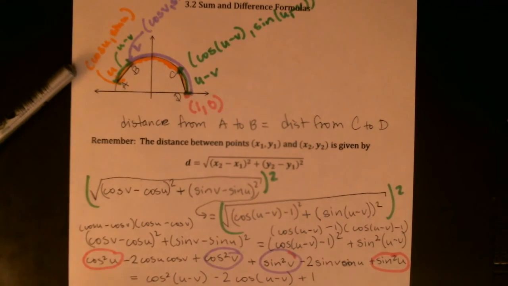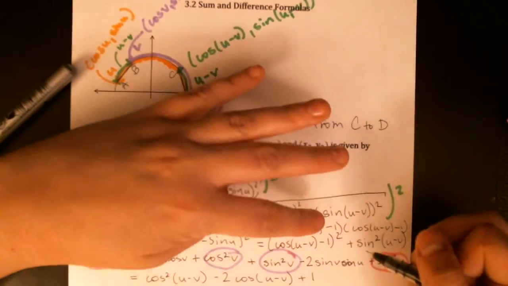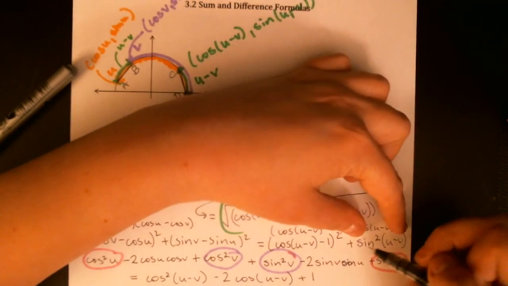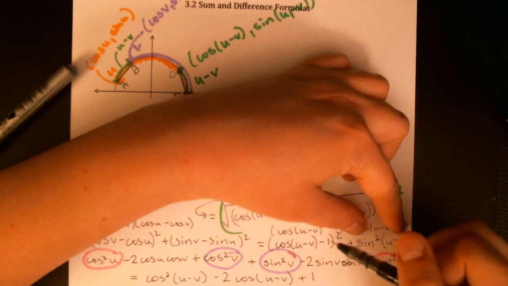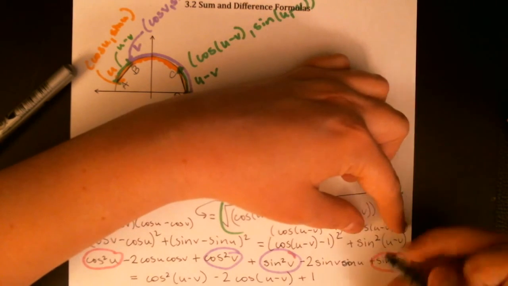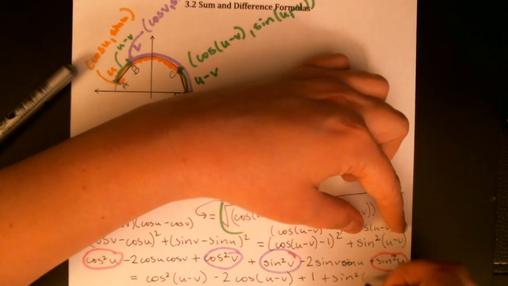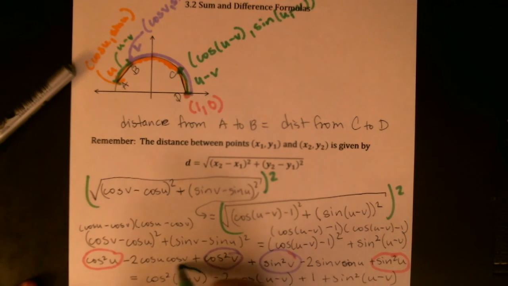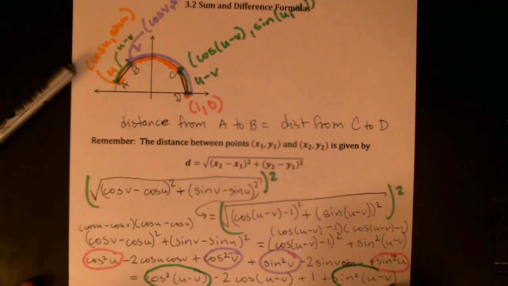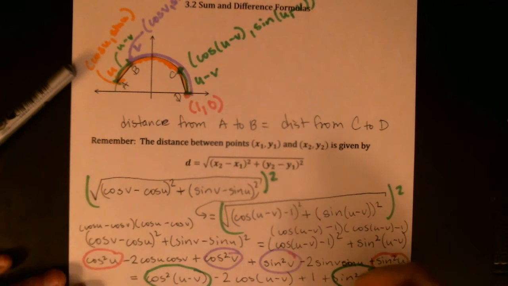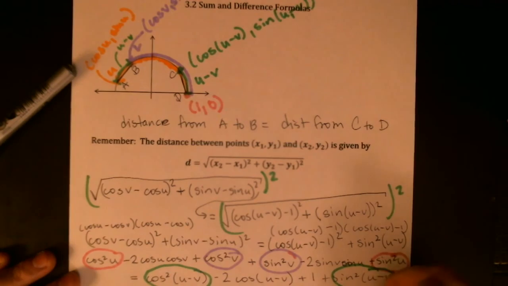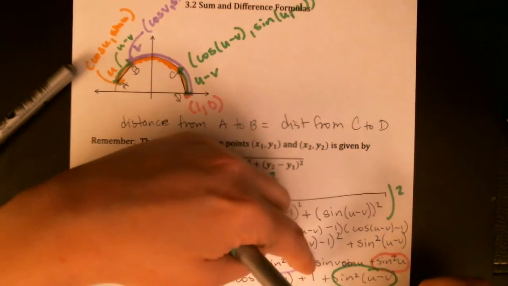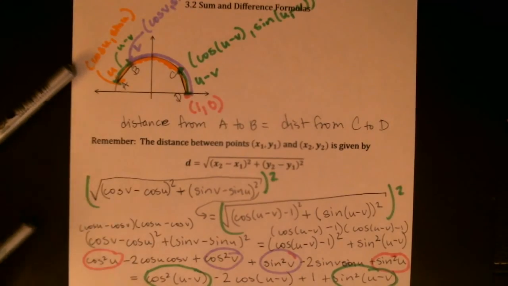And then on the other side, what do I have? Oh, I lost something on the other side. That's why I'm not seeing it. I squared this, cosine of U minus V, minus 1. That's this. But I lost track of this sine squared of U minus V. Okay, so now that I put it back, I have cosine squared of U minus V plus sine squared of U minus V, which is 1. And then I have a negative 2 cosine of U minus V left over and a plus 1 left over. Okay, so there's all of it.